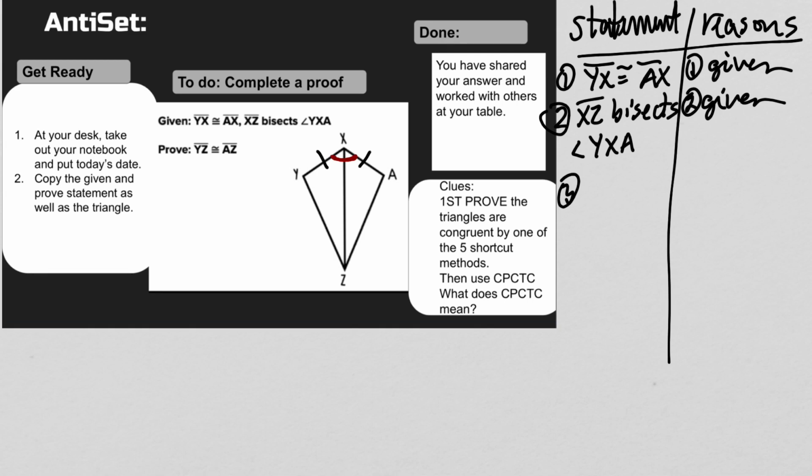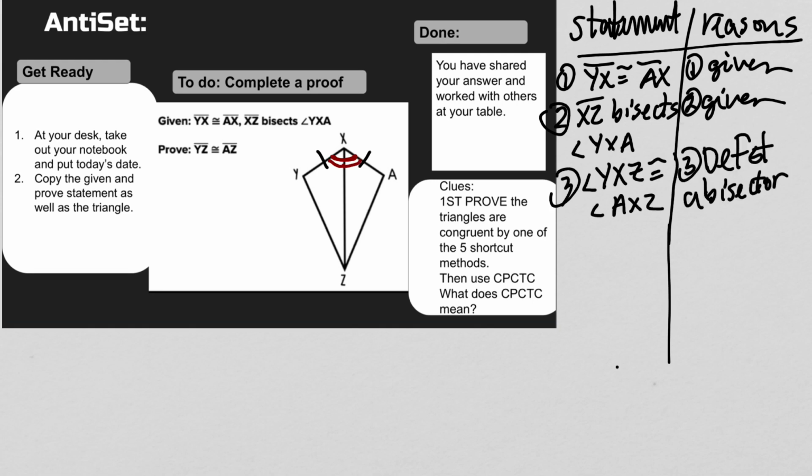What happens when a line bisects an angle? Well, it cuts it into two congruent angles. So I need to name these two angles that I have there in red. Okay, so hopefully you're able to name them. That angle YXZ is congruent to angle AXZ. The reason is definition of a bisector.